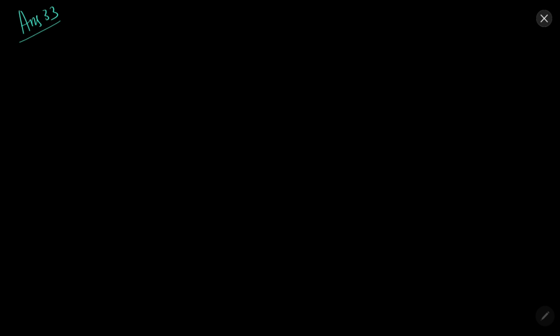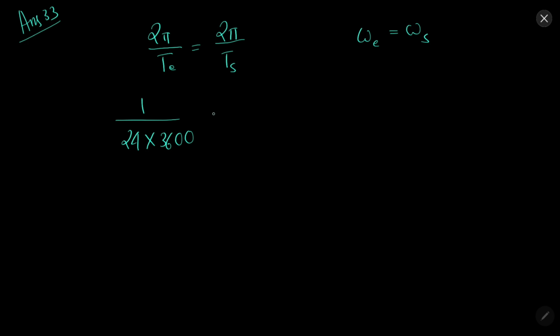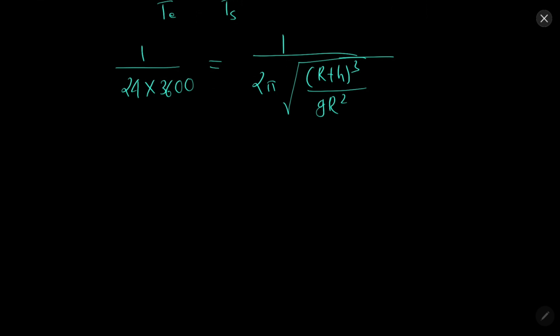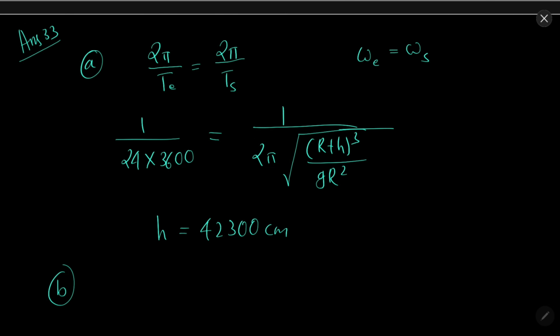So this is the solution 33. So here angular speeds will be the same, so because of that 2 pi over Te equals 2 pi over Ts. Okay, angular speeds are same. So 1 over 24 into 3600 in seconds and 1 over 2 pi root r plus h cube over g R square. So once you simplify this, h will come out to be 42300 kilometer. This is the A part.